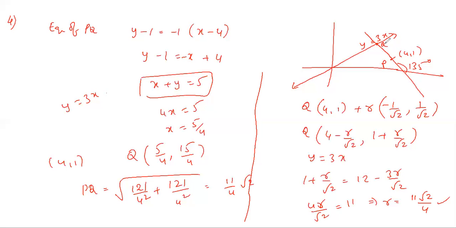Q is at a distance we don't know, so I am taking the distance as r, because we have to find the same distance. The point Q is at a distance r units from the point (4, 1) at an angle of 135 degrees. To write this point, we can use the parametric points x1 plus r cos theta, y1 plus r sin theta, because we are taking the point above. This is the point Q. Here you have to find the r value, but Q lies on the line y equal to 3x. So substitute it and find the r value. This is also one method.